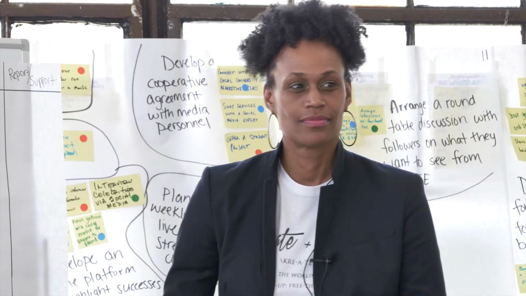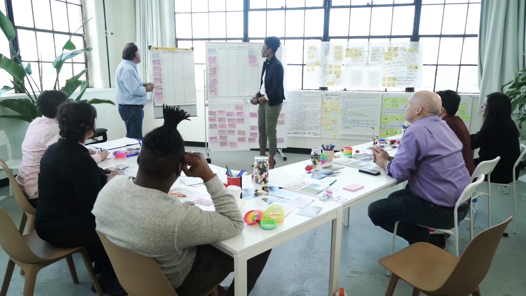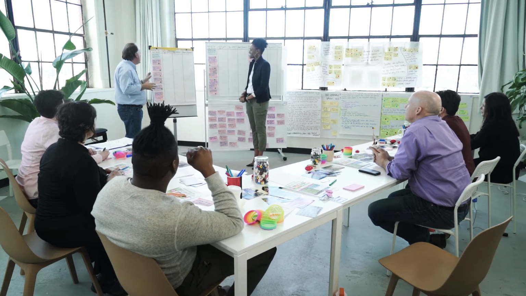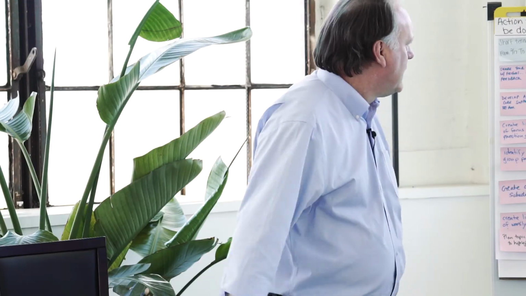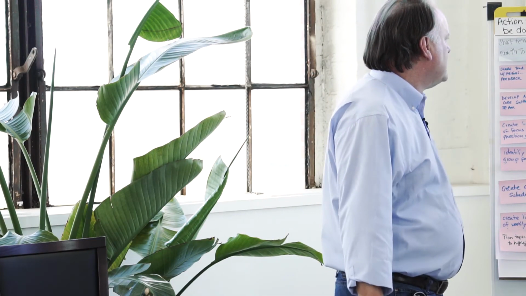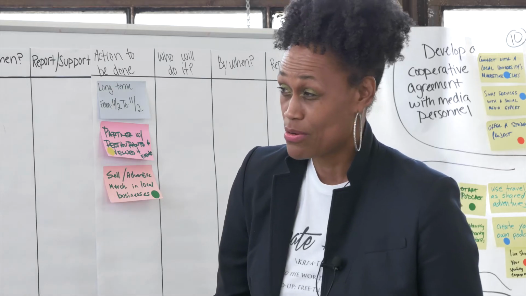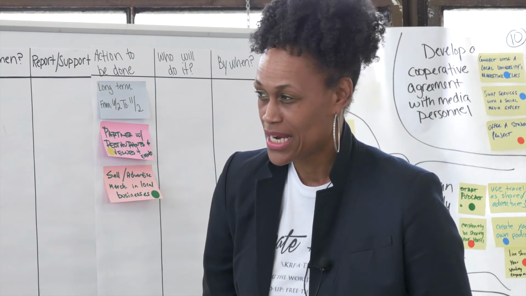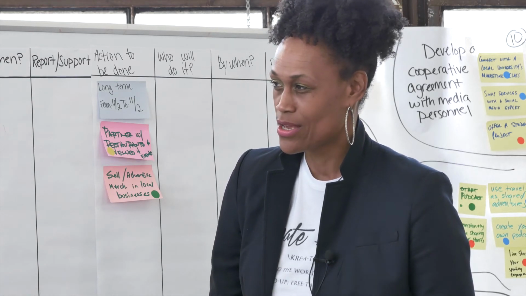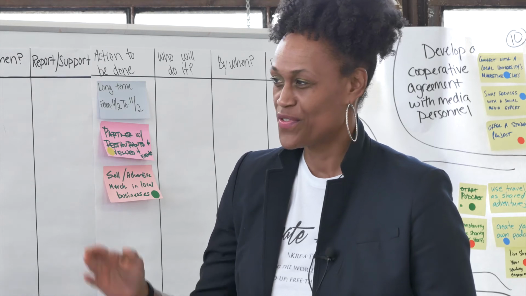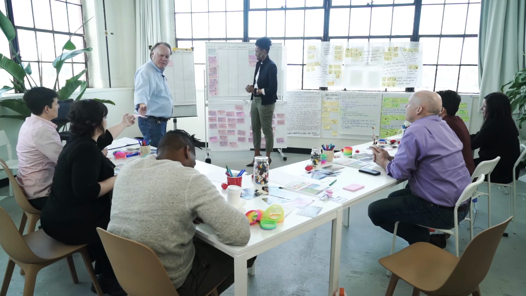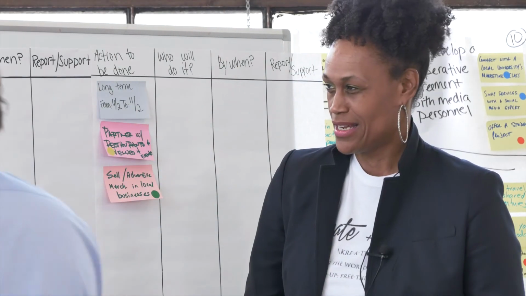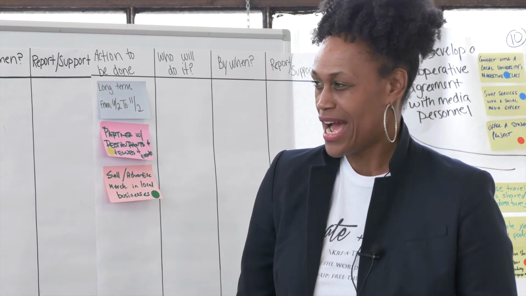So short term is from 2/17 to 3/31. Share your plan with friends and get feedback. Who's going to do that? Tamara. By when within this time frame? I would say March 15th. And who do you need to report to or get some support from? I'll say Nicole. Okay, Nicole.